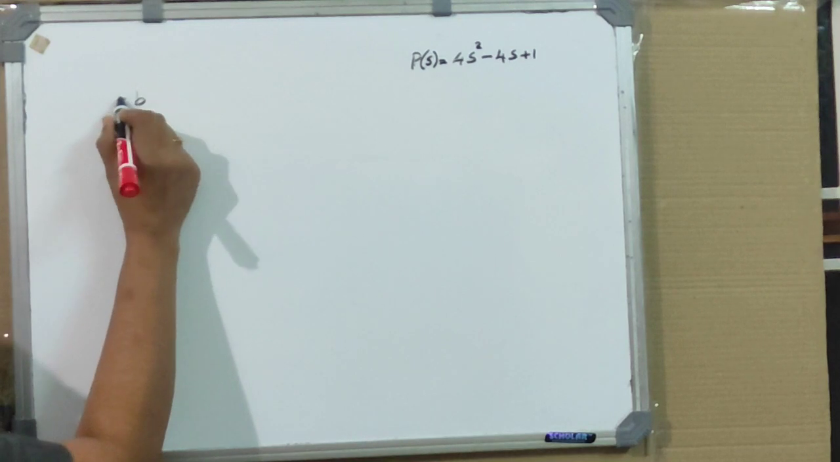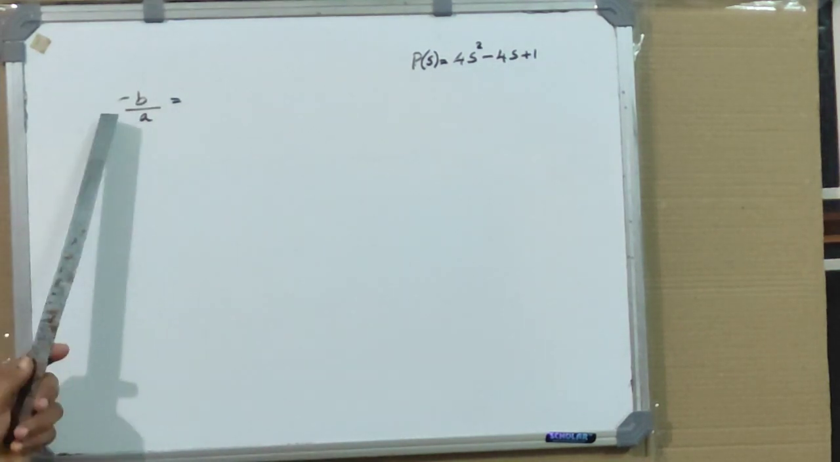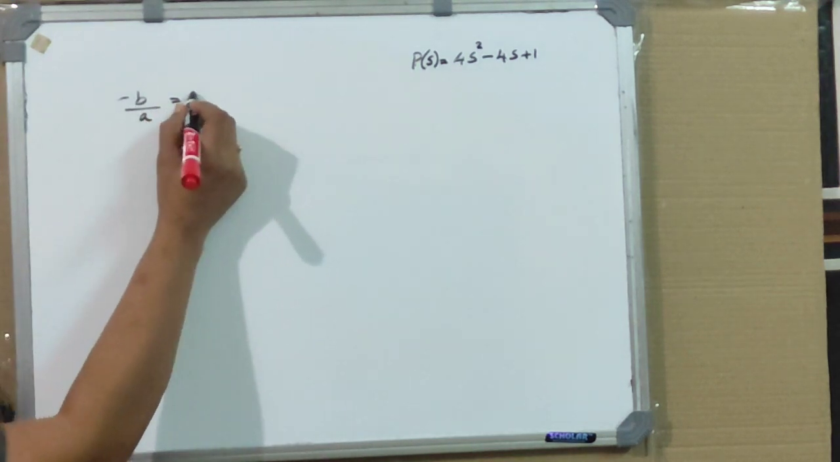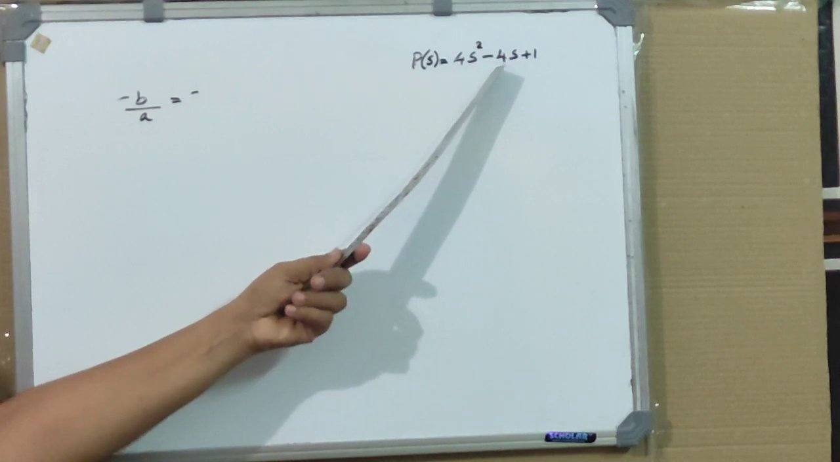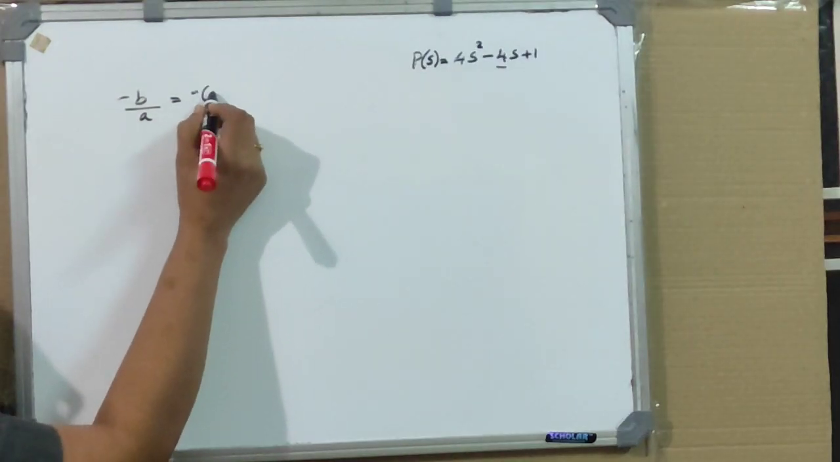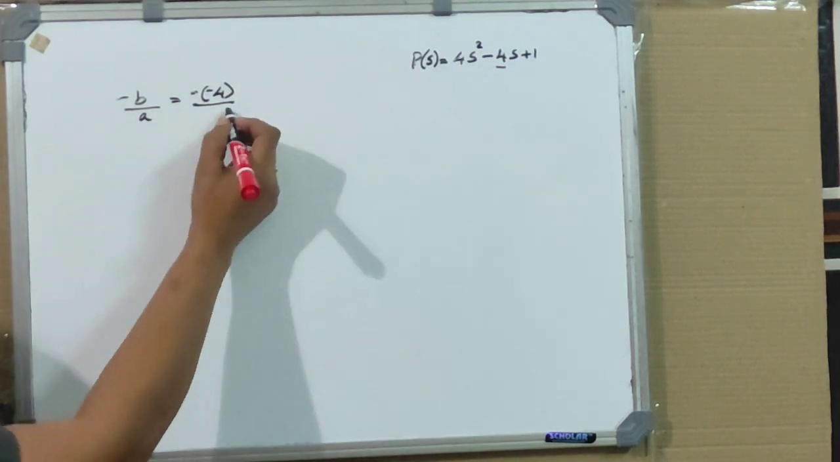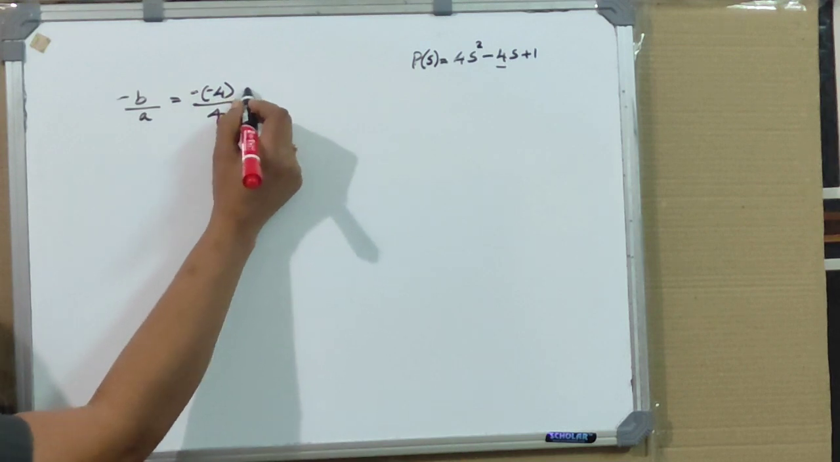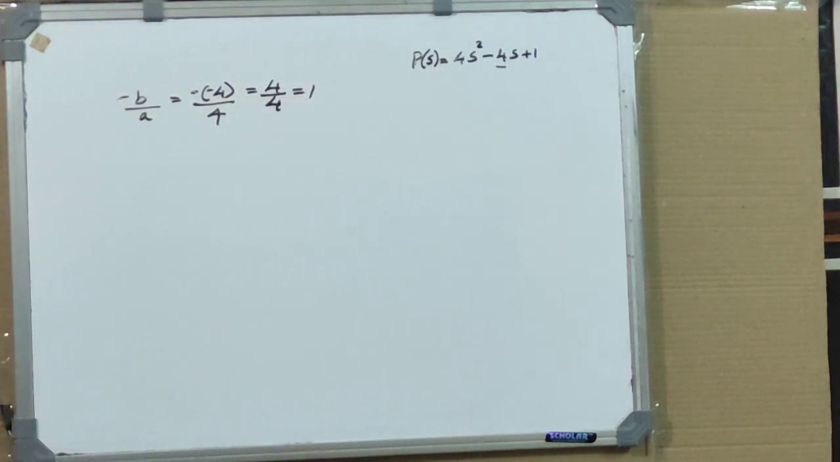Now see what is minus b by a. Minus b by a equal to minus, already minus sign is there. Then what is b here? B is again minus 4. So minus of minus 4 divided by what is a? A is 4. So minus of minus 4 is 4 by 4 equal to 1.